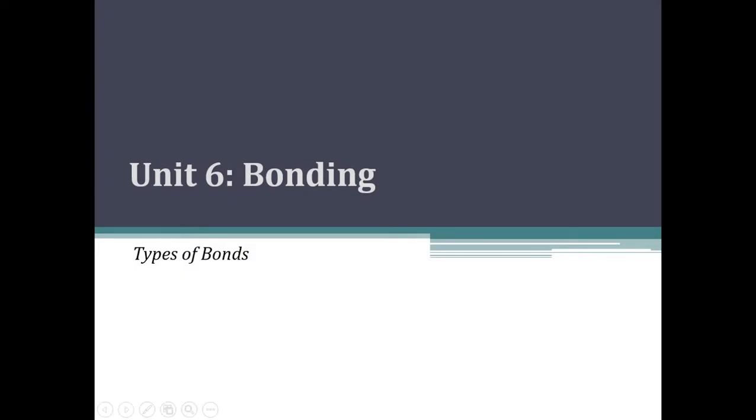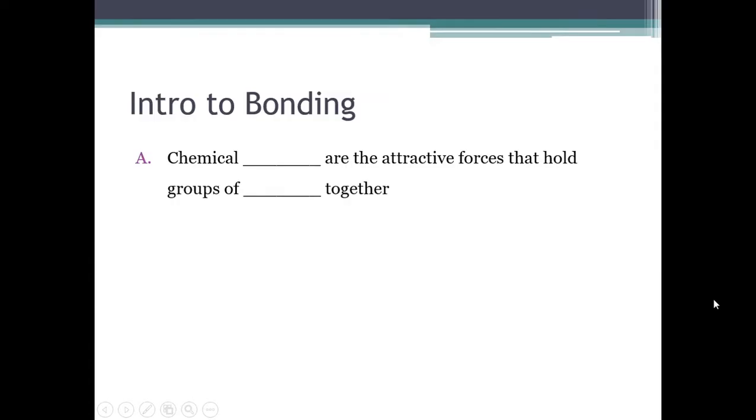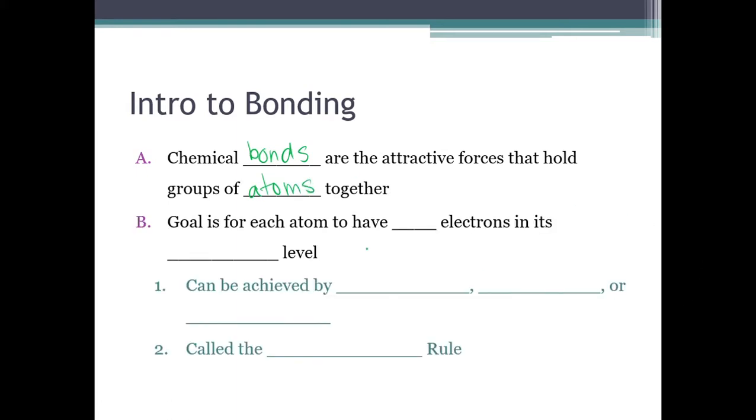In this video, we are going to talk about bonding. So a chemical bond, or chemical bonds, are the attractive forces that hold groups of atoms together. They are caused by electrons, and the goal behind bonding is for each atom to have 8 electrons in its valence level.